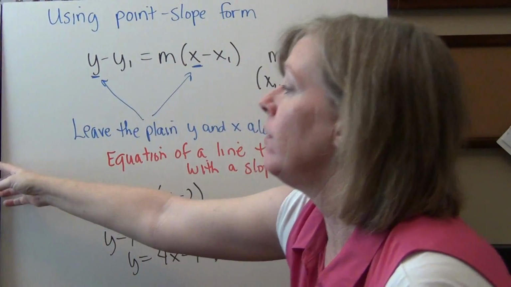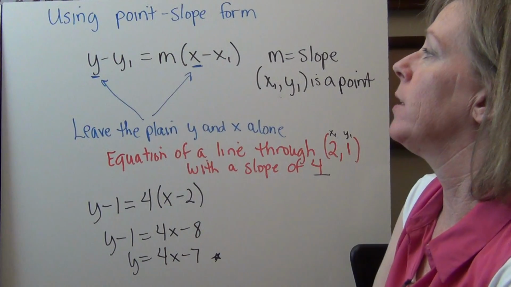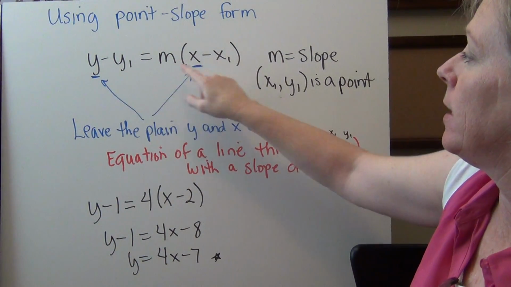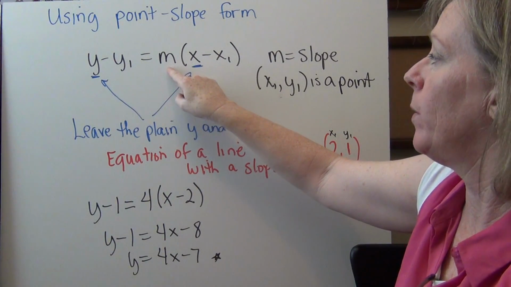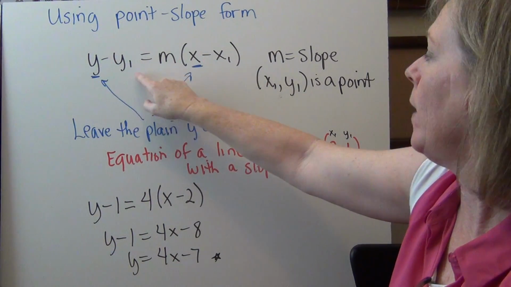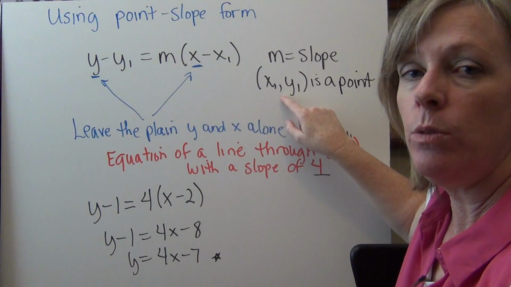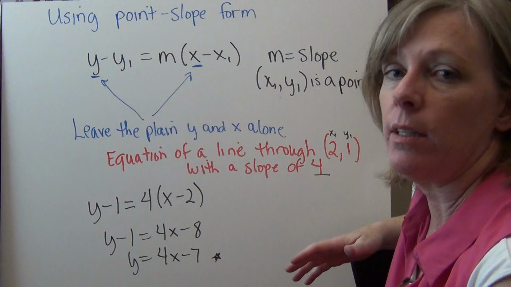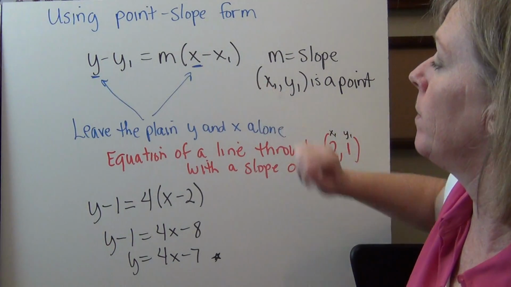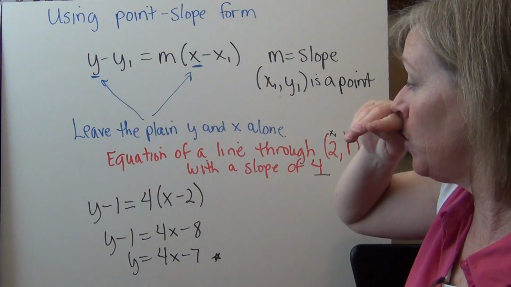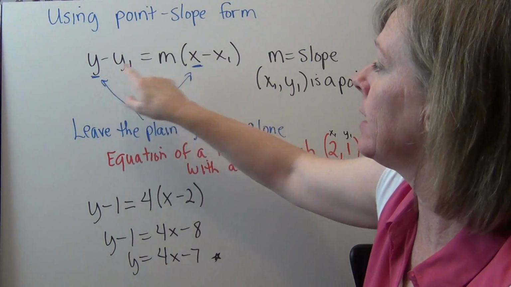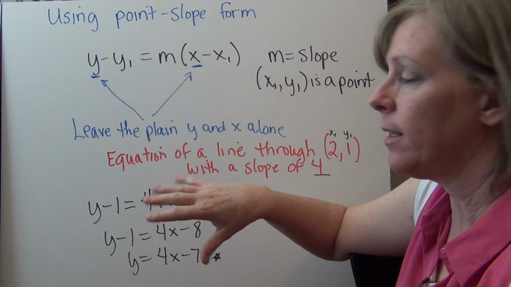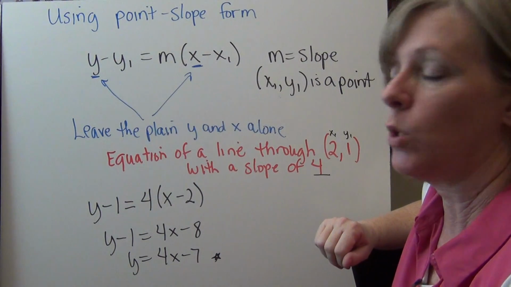Now, once I have the slope, I'm going to start using this point-slope form. So this is my equation. m equals the slope, just like it always does. The x1 and the y1 represent the two numbers that are the ordered pair that you're given, because you have to be given a point of some kind in order to use the point-slope form. One important thing that students sometimes get confused about is that we're going to leave the first y and the first x, the plain ones without any subscripts on them, alone when we work this equation.